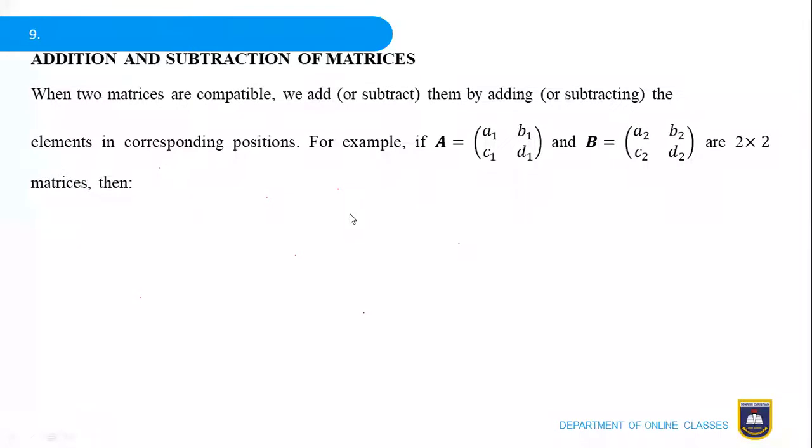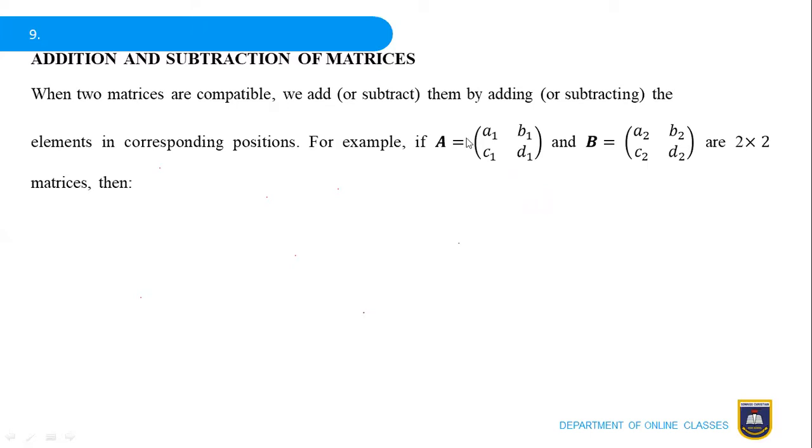Addition and subtraction of matrices. Let's see how we can add and subtract matrices. Now that we know the definitions, we want to begin applying them by using other operations. When two matrices are compatible, which means that the two matrices have the same number of rows and the same number of columns, we add or subtract them by adding or subtracting the elements in corresponding positions.